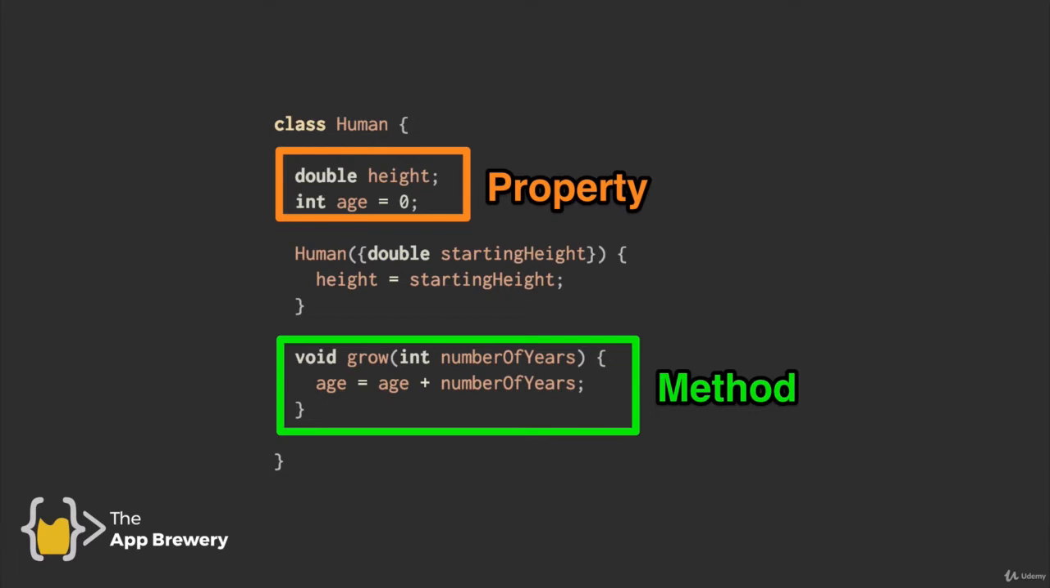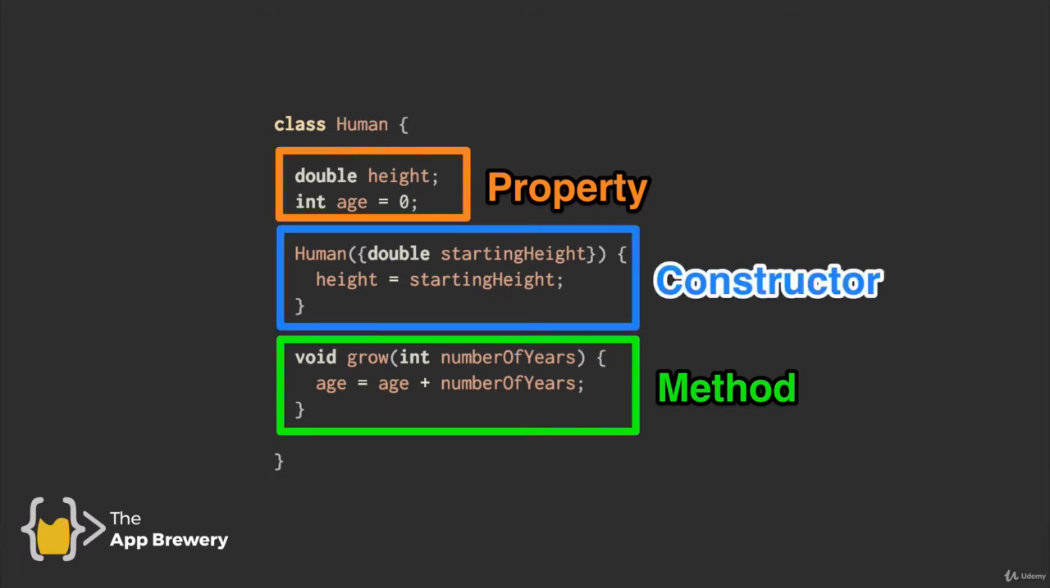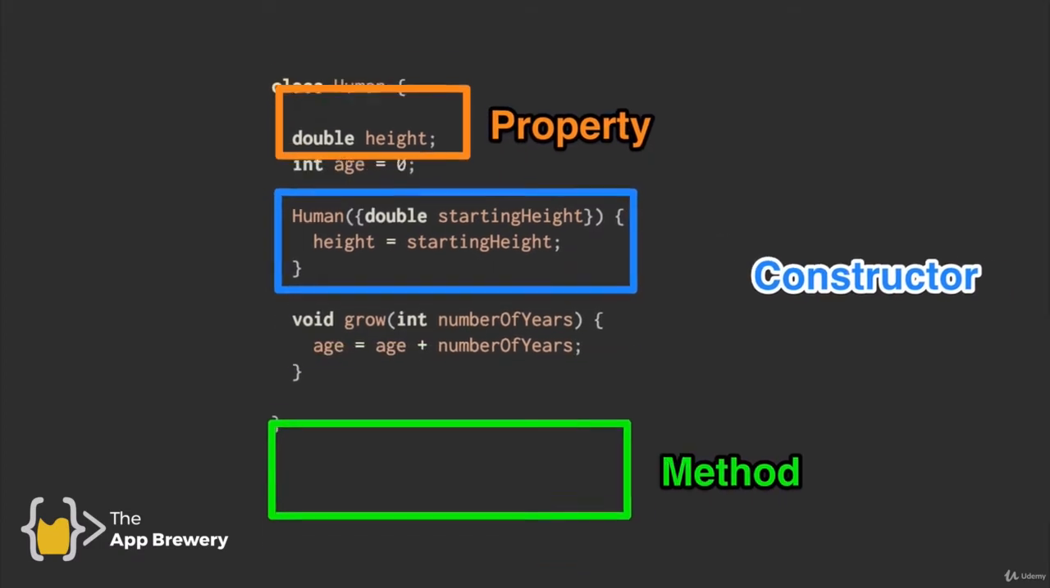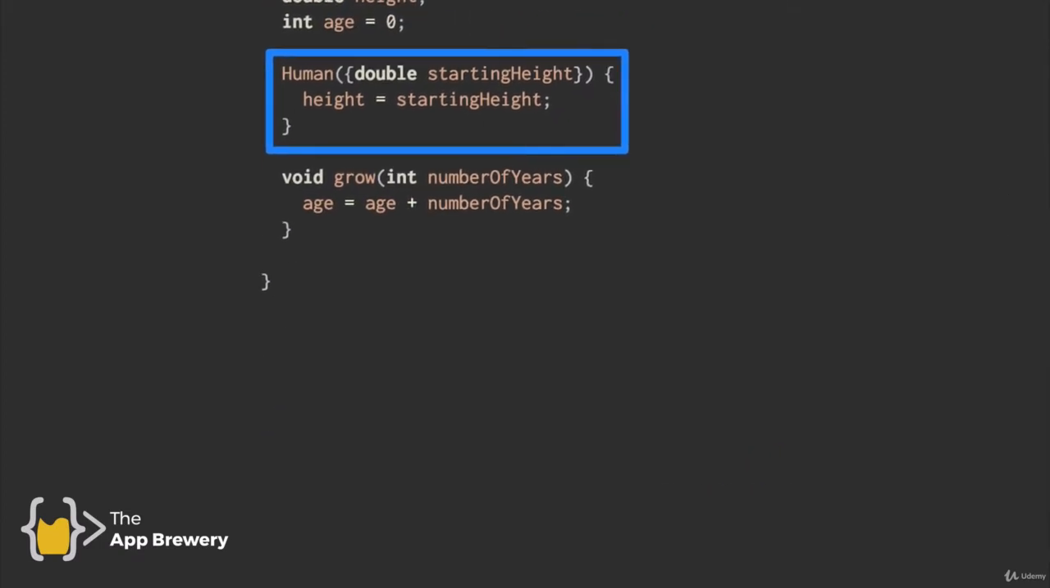Now, the third thing that we've already seen as well is the constructor. And this has a special bit of syntax, but essentially it tells the class what we want to initialize the values of the properties, such as in this case, the height of the human object, to be. So when it actually comes to creating the object from this class blueprint, then effectively we're going to be using that constructor to do it.